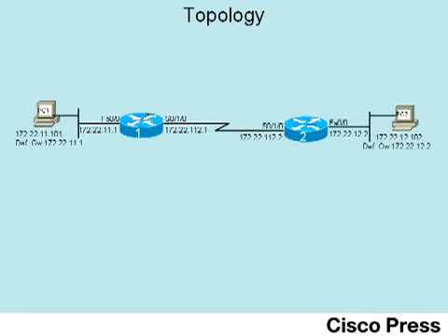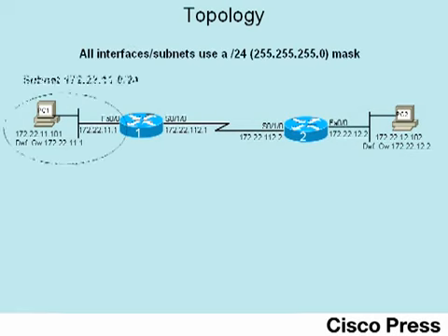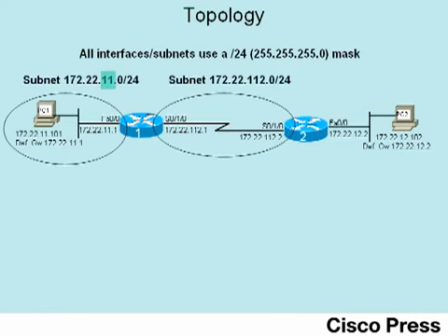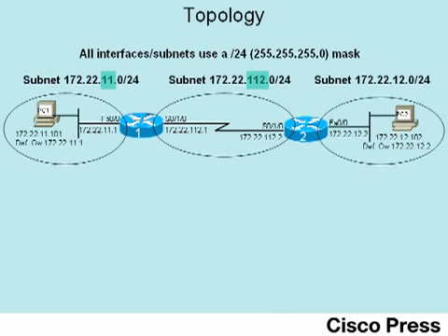If we take a look at the topology for a moment, it's pretty simple. It's only two routers with three subnets. Each of the subnets uses a /24 mask just to keep the subnetting math easy. So we end up with three subnets. The LAN subnet on the left, which is subnet 11 if you will. The serial link subnet in the middle, which is subnet 112, focusing there on the third octet again. And then on the far right LAN, we've got subnet number 12.